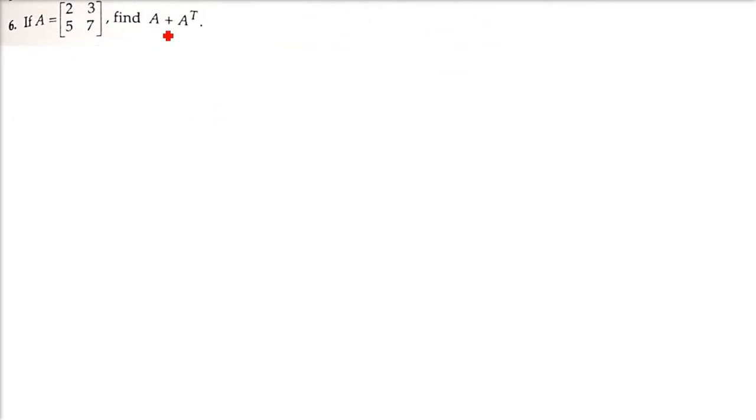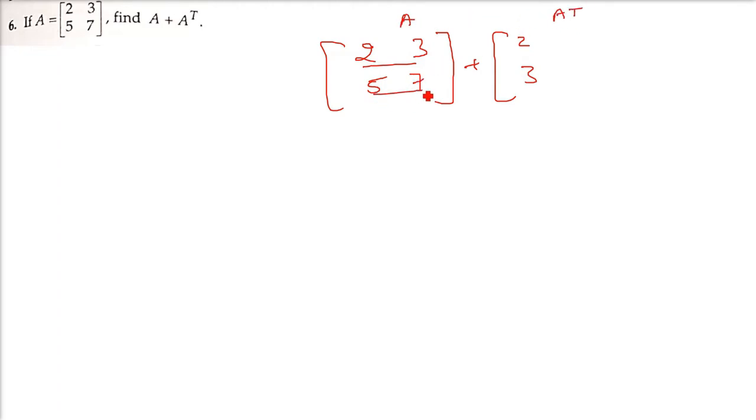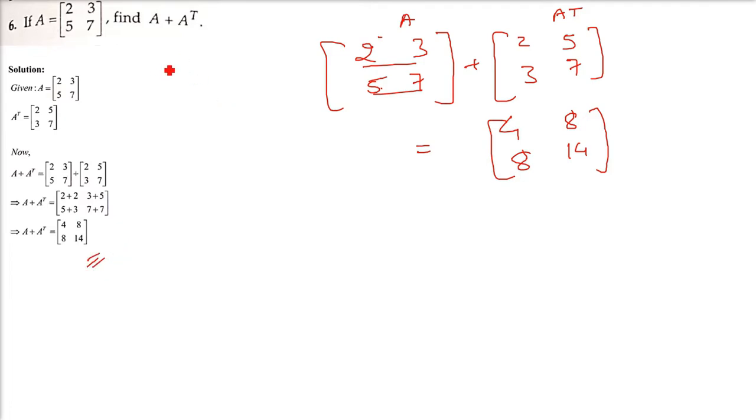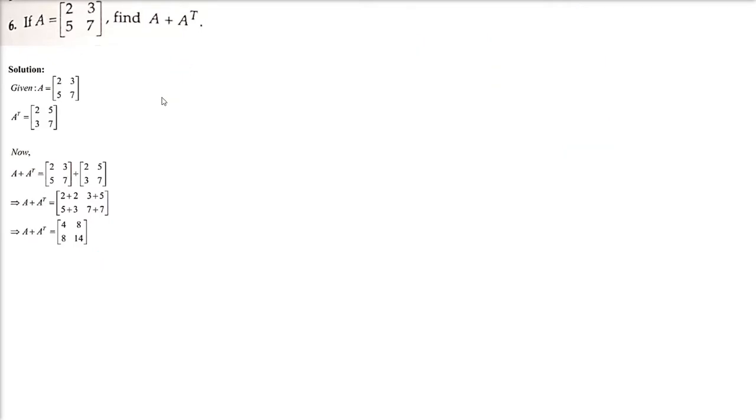Find A plus A transpose. So this is 2, 3, 5, 7. And we'll take the transpose, that is, we'll change the rows to column. So 2, 3 will become the first column, and 5, 7 will become the second column. So the second one is the A transpose, 5, 7, just write it here. Now just add these two. 2 plus 2 is 4. 3 plus 5 is 8. 5 plus 3, 8. And 7 plus 7, 14. Right? So this is your final answer. Transpose is changing row to column and column to row like that.